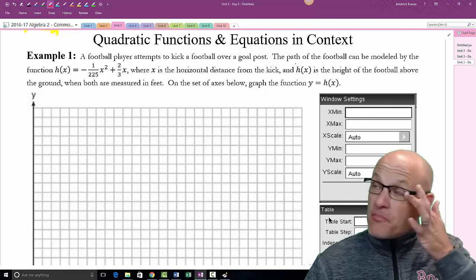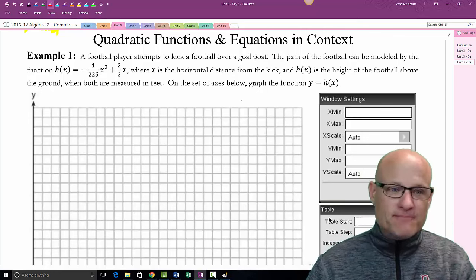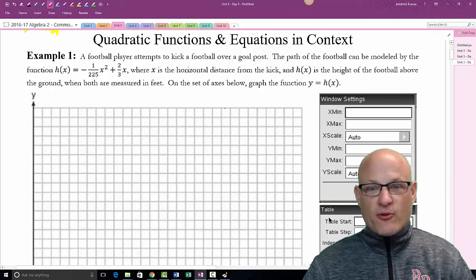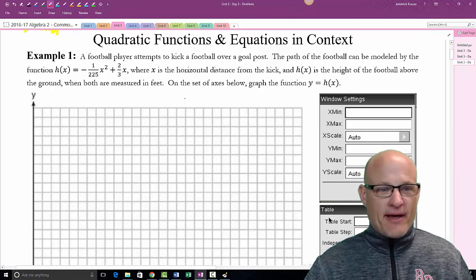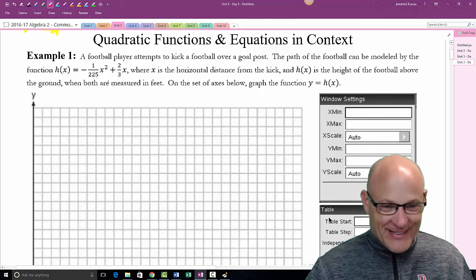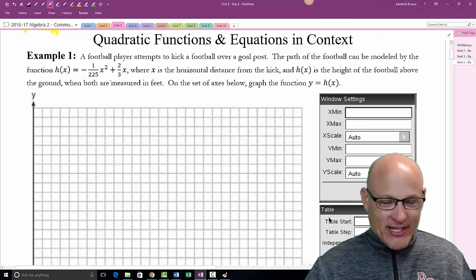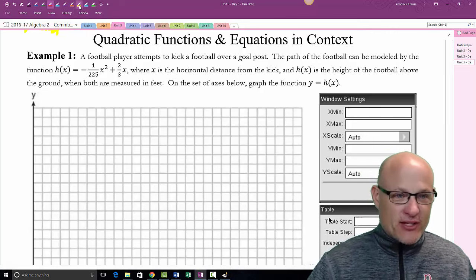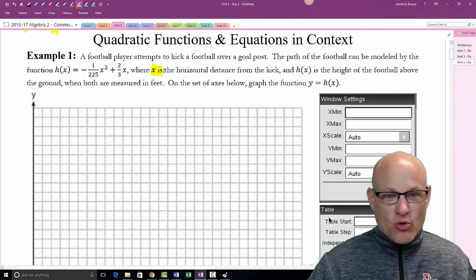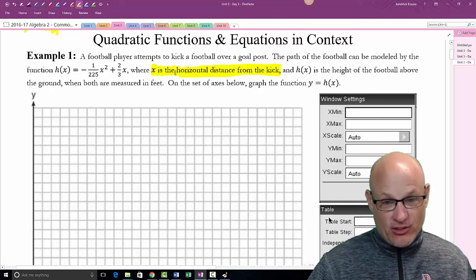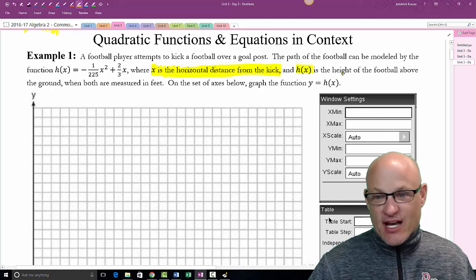Anyway, let's get going. All right, so when you first look at this problem: a football player attempts to kick a football over the goalposts. The path of the football can be modeled by this equation. Now, it's important to understand what these things mean. X is the horizontal distance from the kick. That's the distance along the field. H is the height of the football.